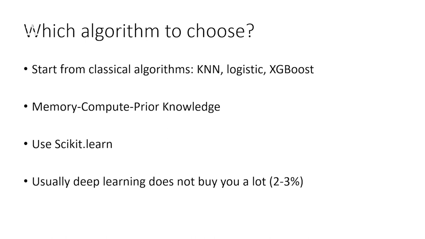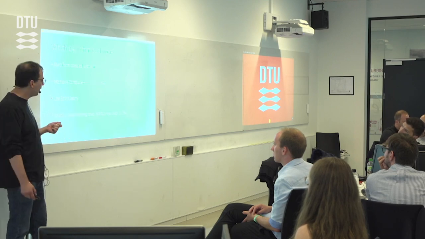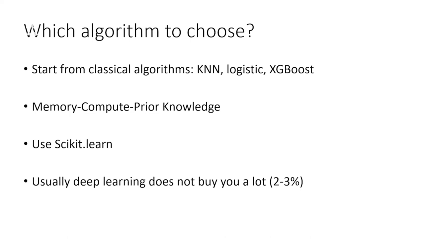You should always start with the classics: KNN, logistic, linear models, XGBoost. Figure out what your memory and compute burden is and what prior knowledge you have. My recommendation is to use scikit-learn. It's a very convenient and powerful Python library, but there are many others. And one thing that I'll share from my experience is that usually deep learning does not buy you a lot. Usually it's going to buy you 2%, 3%, not much more. And the costs can be quite high in terms of time, if nothing else.